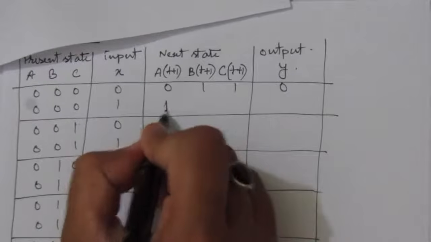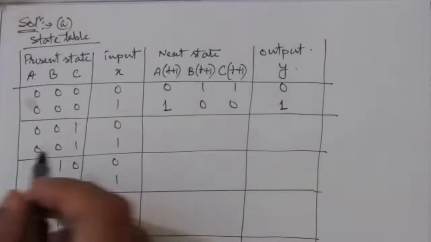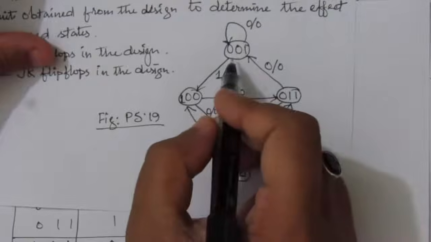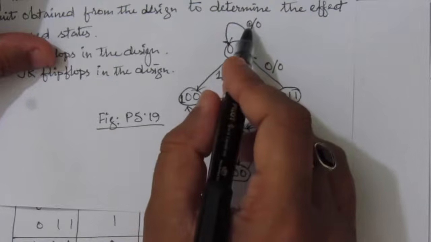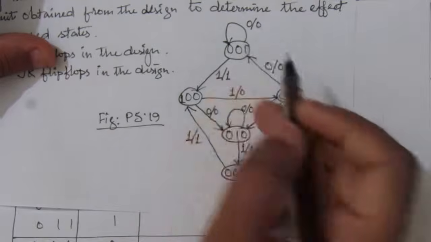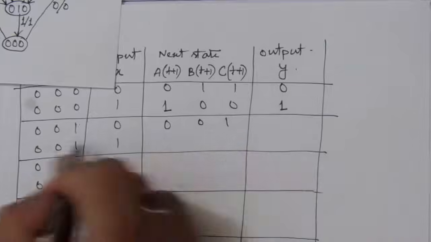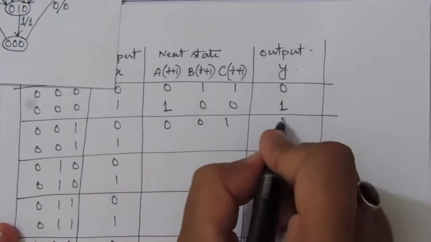So the next state will be 1 0 0, and the output is 1. Then we have 0 0 1. So for 0 0 1, this is the state. Whenever input is 0, it will remain in the same state, and the output is 0. So we have to write 0 0 1 because it remains in the same state and the output is 0.